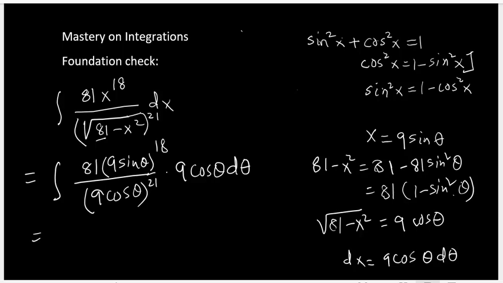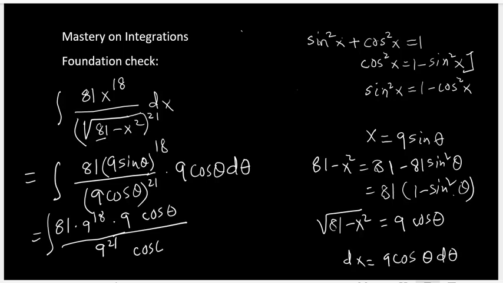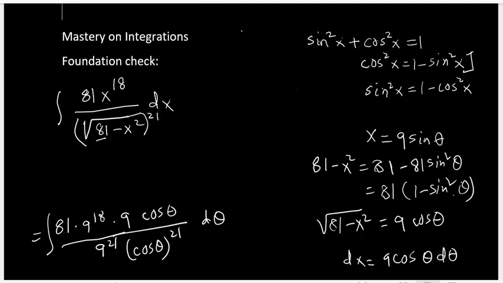Now let's see what happens with the simplification. First of all, the constants we want to pull outside. So you have 81, pull it here. Then you have 9 to the 18. Then you have another 9 over there. And then you have cosine theta over, and I want to keep the integral sign also, 9 to the 21, and then cosine theta to the 21 d theta, right? Sorry, I forgot one term here, which is x was 9 sine theta, so I forgot sine theta to the 18. So sine theta to the 18 exponent is in here.